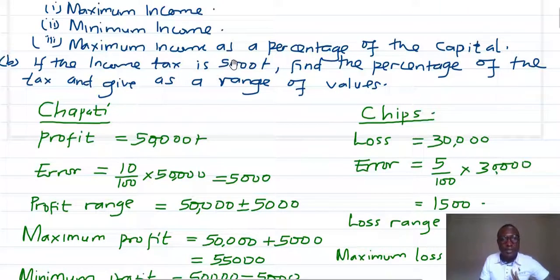Now this income tax doesn't care whether you got the maximum income or minimum income. Alright, for it is uniform. You are obligated to paying this. They now need us to find the percentage of the tax, and we have to give our answer in a range of values. That means we have to find the minimum percentage and the maximum percentage.